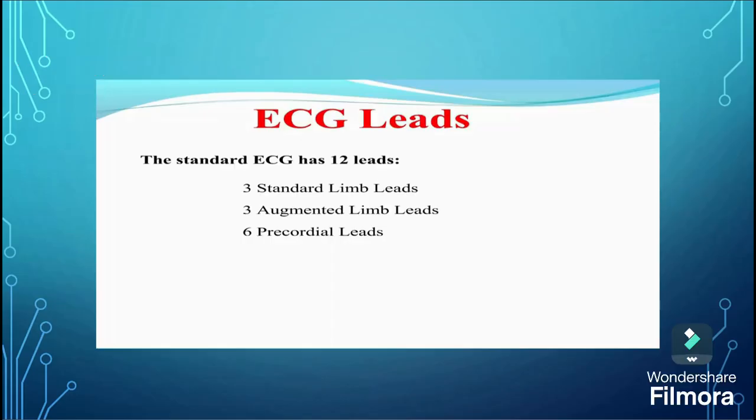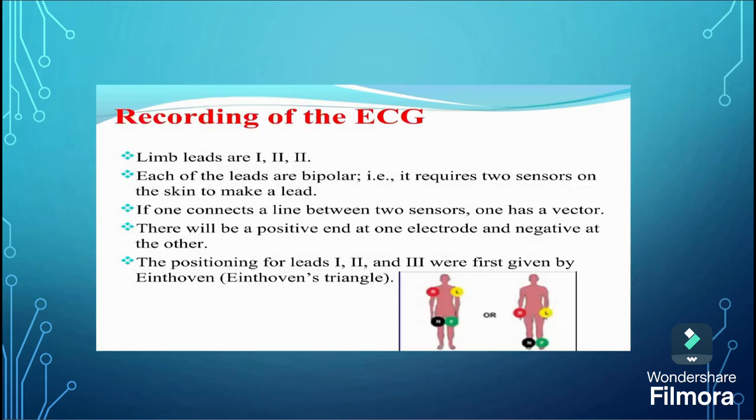Now we'll see a few basic things about the ECG leads. The standard ECG has 12 leads: 3 standard limb leads, 3 augmented limb leads, and 6 precordial leads, which are also called chest leads. So limb leads are 1, 2, 3.